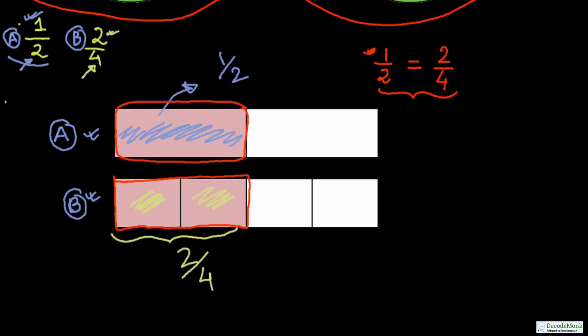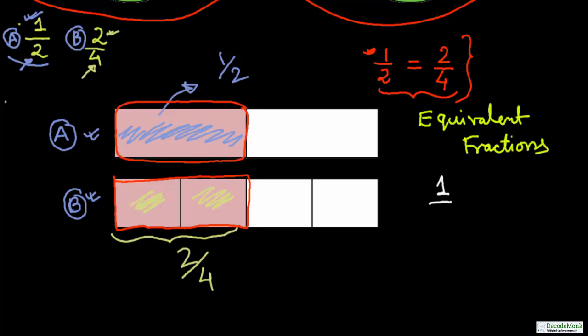So such fractions which are equal in spite of different numerators and denominators are called, please remember this, please memorize this, equivalent fractions. These types of fractions are called equivalent fractions.